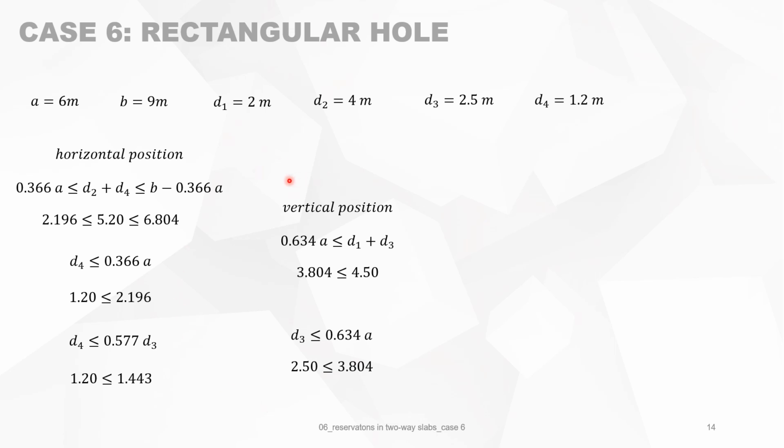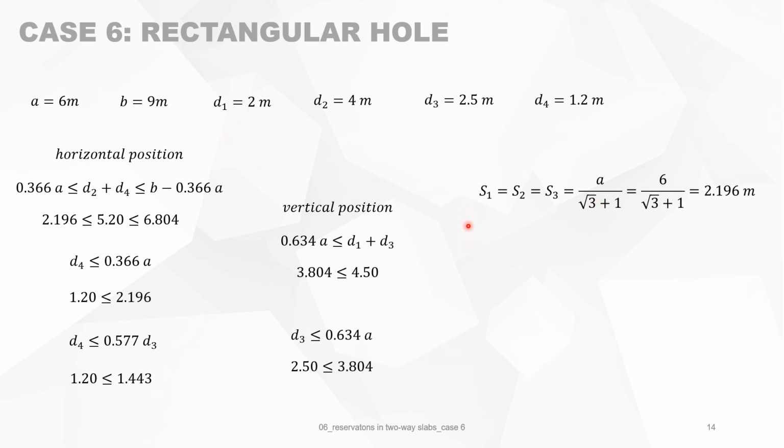So I've rewritten that just to make sure that we are all right there. For instance, for this restriction, if you put in the numbers, you will see, okay, this is fine, this is okay. The other condition, D4 smaller than 0.36a, we put in the numbers, okay, this is okay. The same for this condition, and we continue until we got all the conditions. All the conditions are fulfilled, so I can use case 6 in this particular rectangular reservation in the slab.